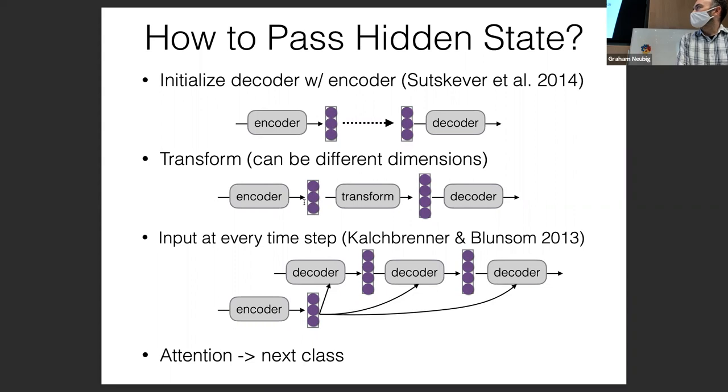I think there are two answers with respect to that. The first answer is transforming it into a higher dimension would probably be mostly a matter of convenience. You want to use a larger dimension decoder for whatever reason. But if you have more information here and you're going to need less in the decoder, for example for something like summarization, it would make sense to go from a larger dimension to a smaller dimension. The second answer is, in reality, people don't really do this anymore. They just use attention.